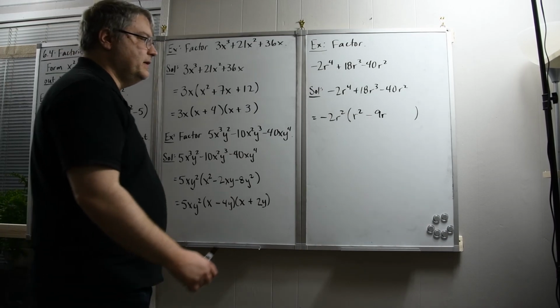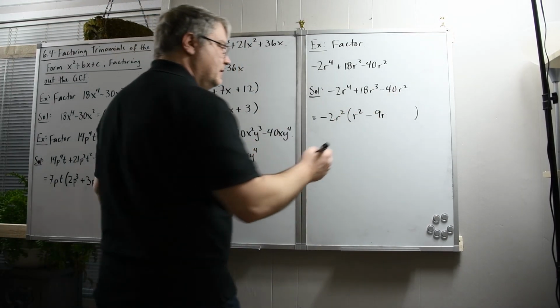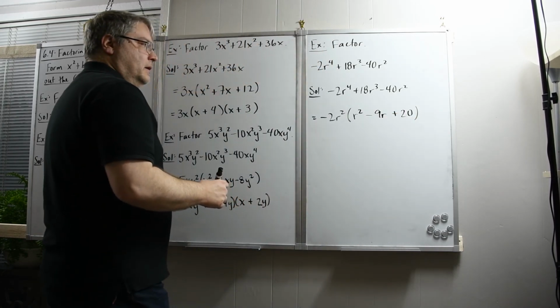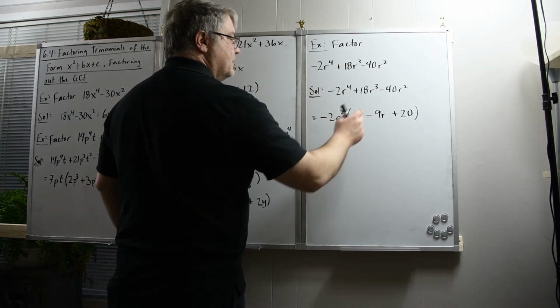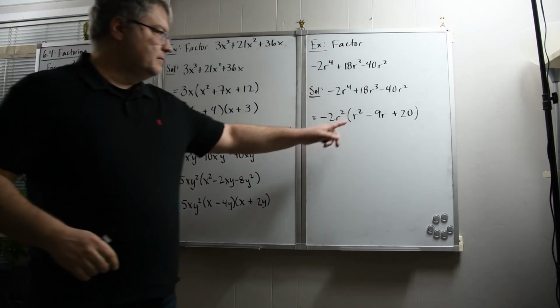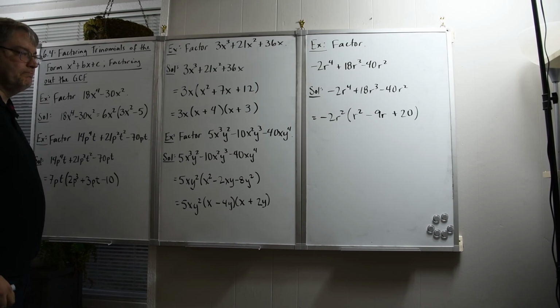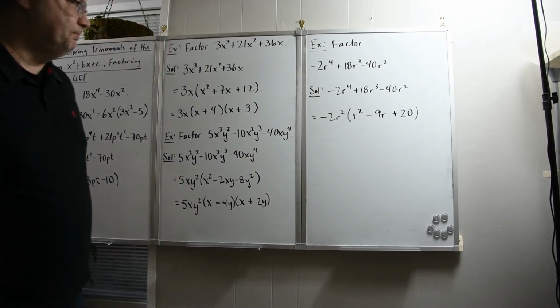And then finally, what times negative 2r squared is negative 40r squared? And the answer, 20. You could take negative 40 divided by negative 2, gives you 20. R squared over r squared gives you 1. And so this factor we have here, r squared minus 9r plus 20, goes together with this negative 2r squared.